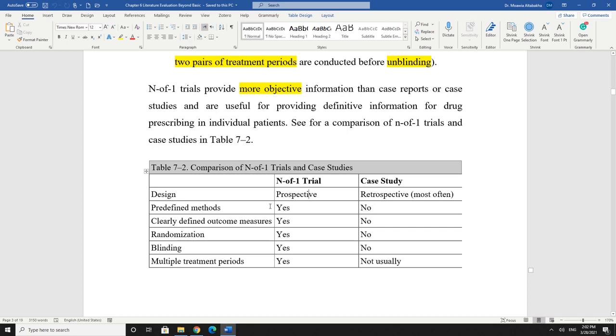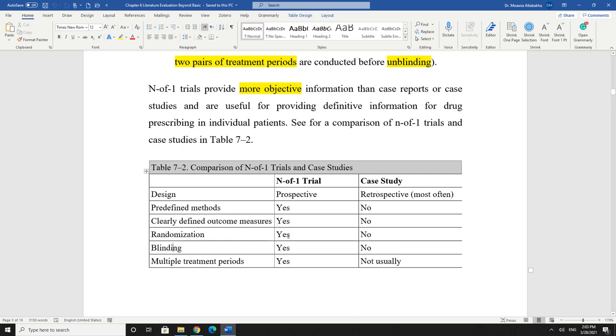The N-of-1 trial, as I told you, has predefined methods. I do the blinding, I do the randomization, everything is predefined for the N-of-1 trial. And you know what you are going to measure, and this is very important. You're going to measure, for example, pain, depression, etc. So you know what your measures are. Unlike the case study, it's retrospective, so you do not have such things planned. You just describe what happened. Okay?